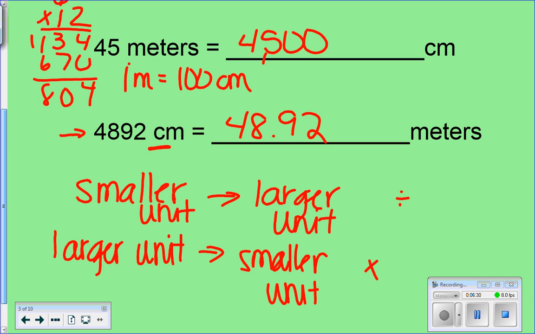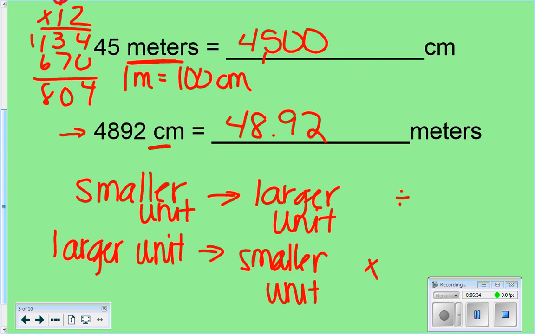For example, this one up here. I'm going from meters, think how big a meter is, to a centimeter, itty bitty, larger to smaller. I had to multiply. Okay? Now remember, these only work for one-step stuff. Does that make sense so far? Okay.